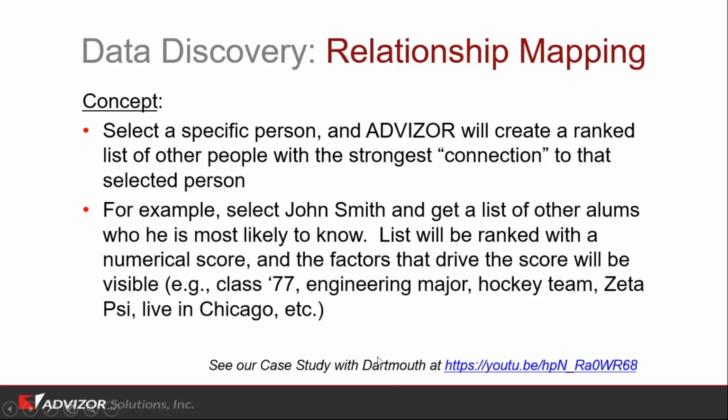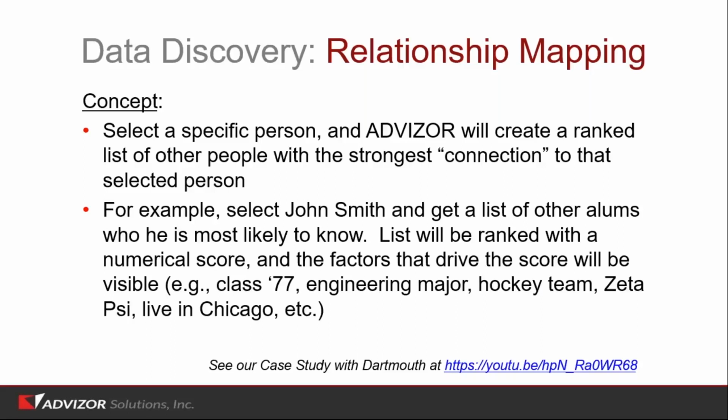Engineering major, same major, played on the hockey team. That's going to get a score. They were in the same fraternity, live in Chicago. So if you could picture a discovery tool that literally lets you, if you want to find that Milo or Cole, those two people that had not been connected with from Michael, you could go here and click on them and it would show who is most likely to know them, and it will give you a ranked score.